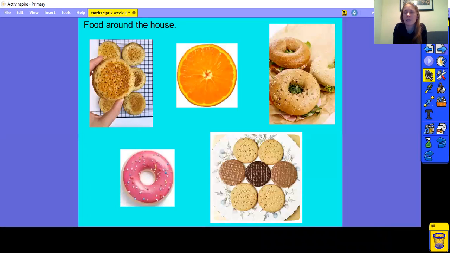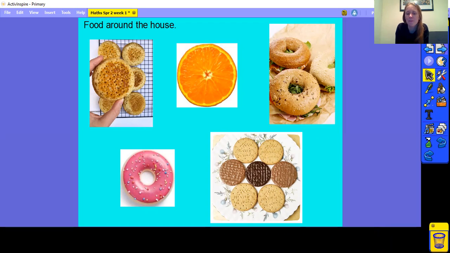Have a look at these pictures. I looked at some food that I could find around the house. Can you see the circles in these foods? Pause the video and have a talk to your grown-up about all the different circles that you can see.